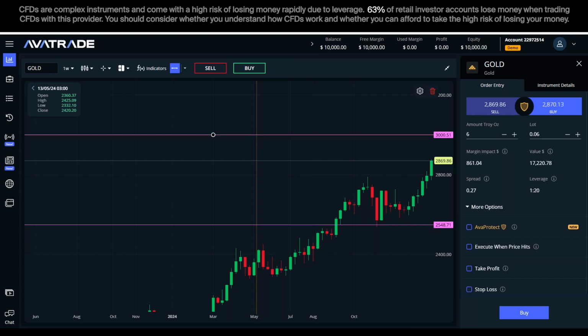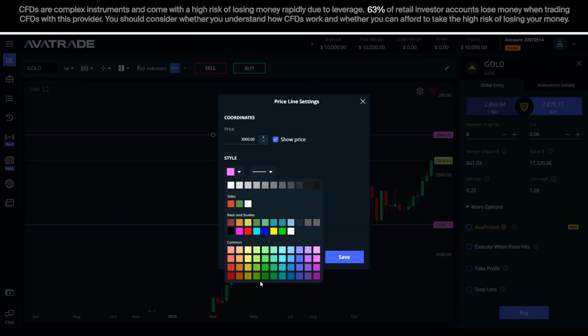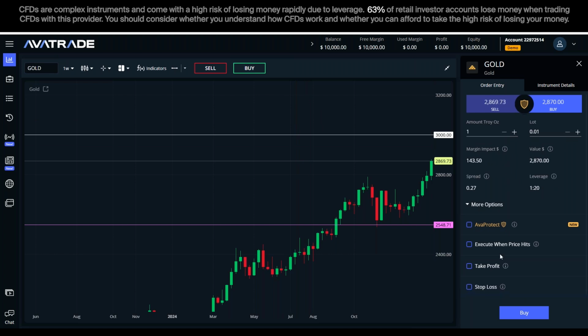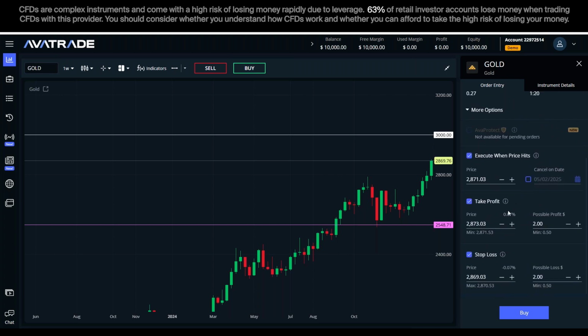And now, before we begin, let's just flatten that out. Okay, the 3,000 mark. All right, and we have gold. Let's also take that to the bare minimum, just so we can simulate. And let's tick 3 of those boxes: execute when price hits, take profit, and stop loss.